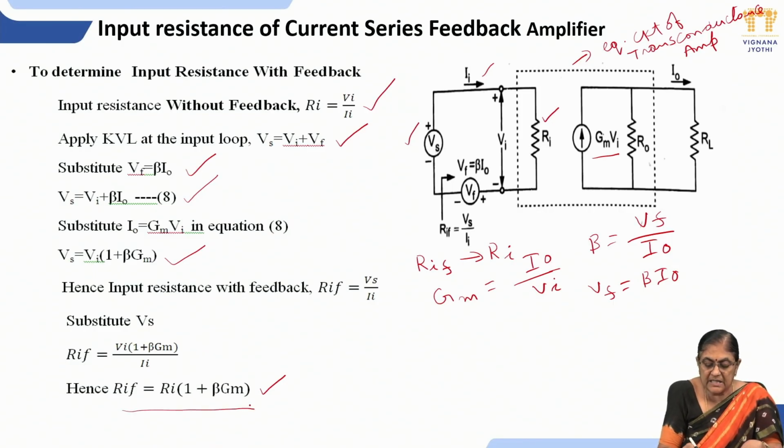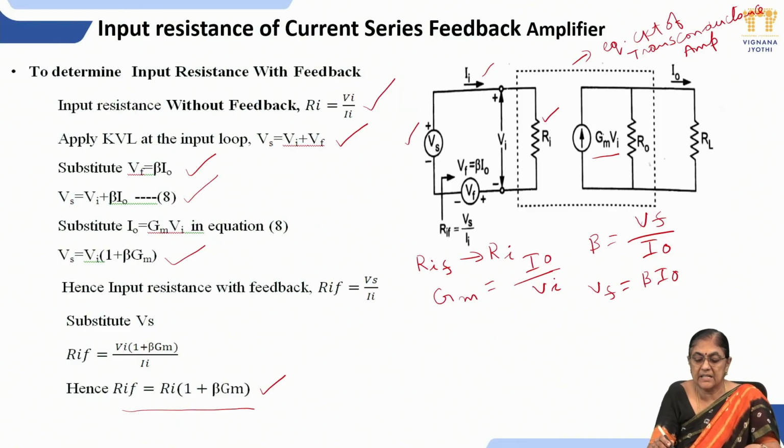So what did you understand by seeing this expression of RIF? Input resistance with feedback increases by the factor of 1 plus beta Gm than without feedback. So what is the reason for that? In current series feedback amplifier, output terminals of the feedback network is connected in series to input terminals of the basic amplifier. That is why input resistance increases.